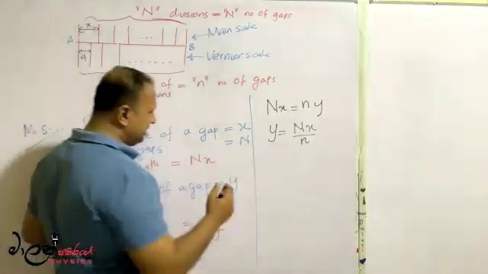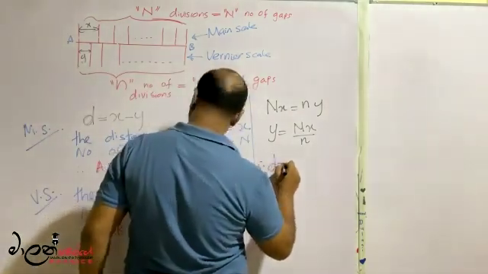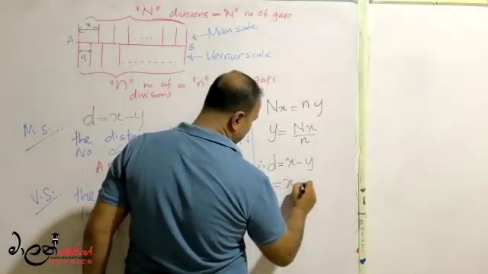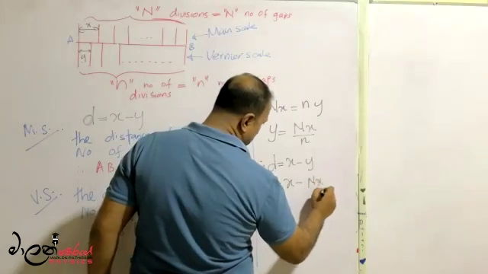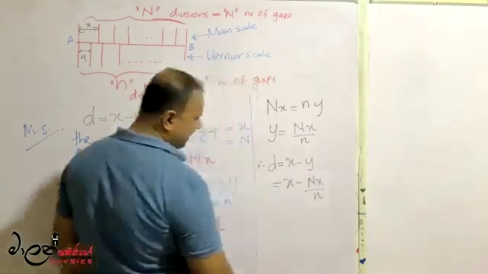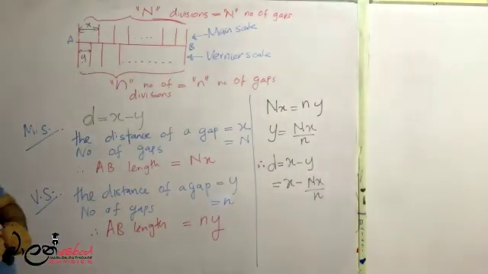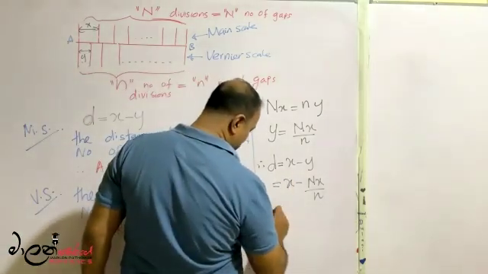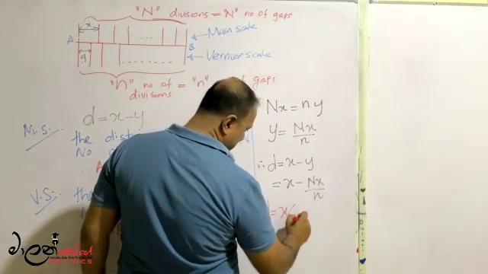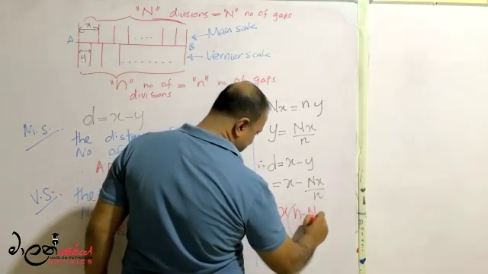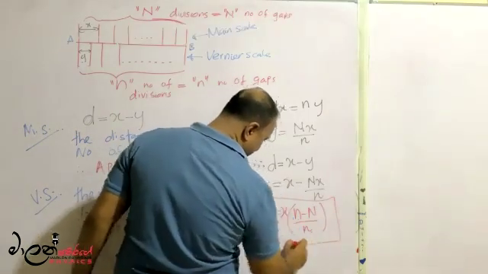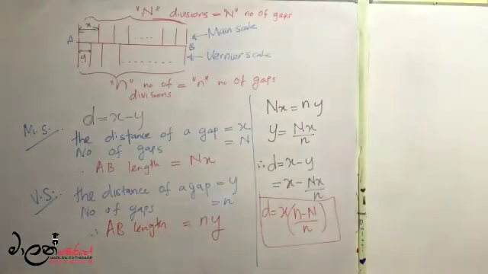Therefore, D is equal to x minus y, that is, x minus Nx over n. If you take x common, then D is equal to x times (simple n minus capital N) over simple n. This is a very, very important relationship.